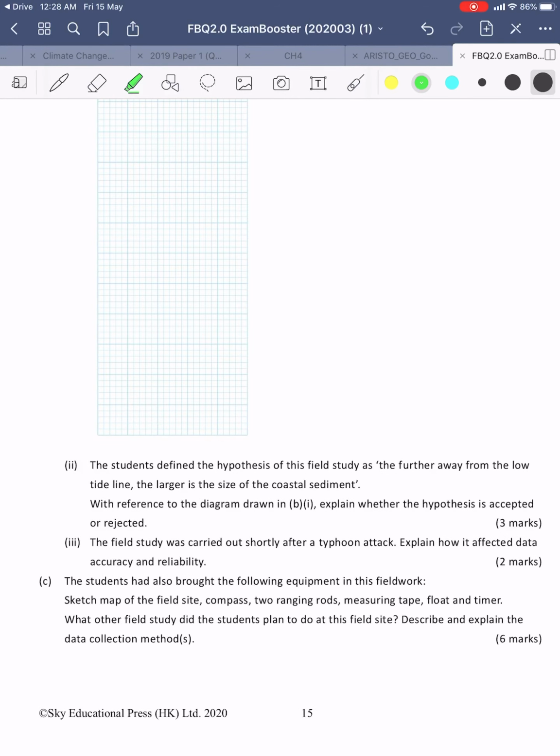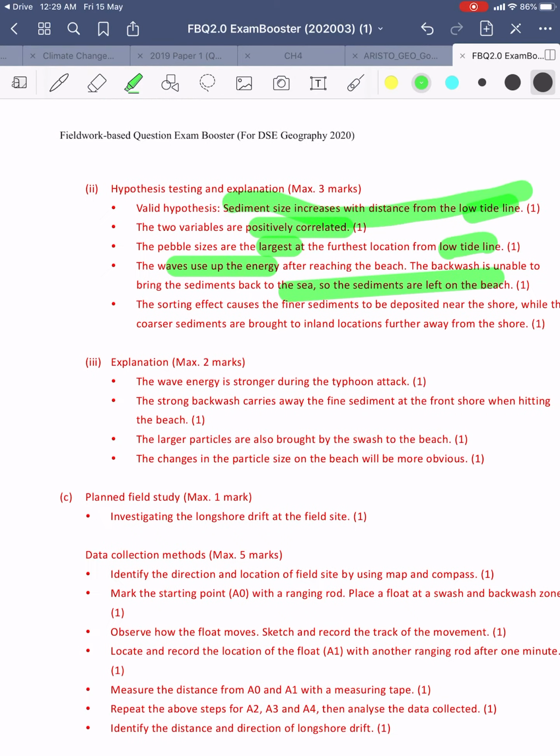Number 3. The field study was carried out shortly after a typhoon attack. Explain how it affected data accuracy and reliability. Is it going to be accurate? Not really accurate, because all the fine sediment is carried away by the typhoon, and only the coarse sediment remains. How about the reliability? Not really, because we cannot see how longshore drift works at different times. Okay, because winter will have its own effect.